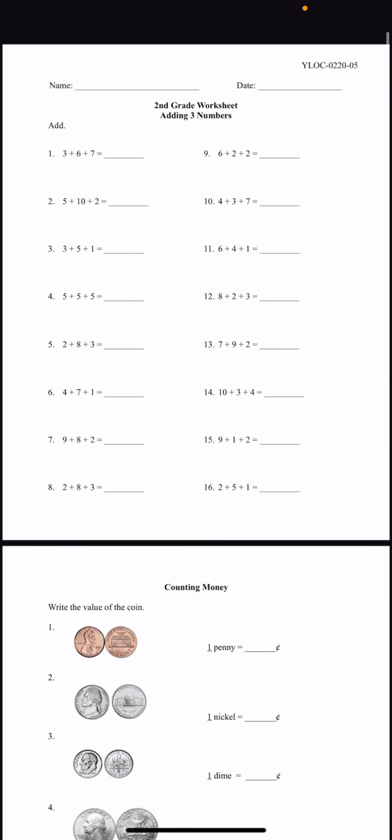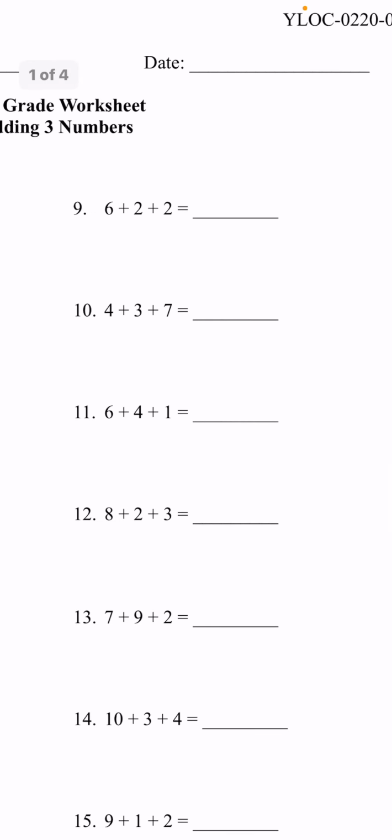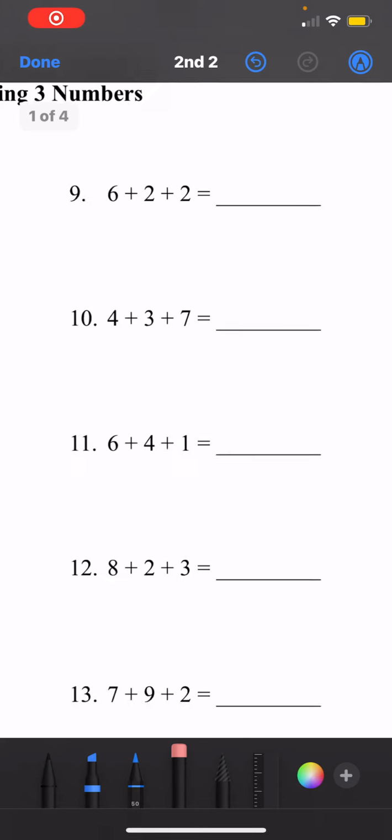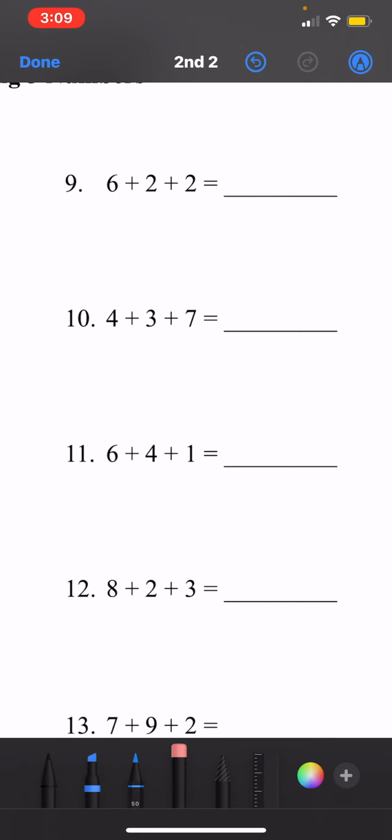Hello class, I'm going to teach you how to add. Let's look at number 9 first. Number 9, we have 6, 2, and a 2. Now we're not going to add them all three at once, so we're just going to add 2 by 2.